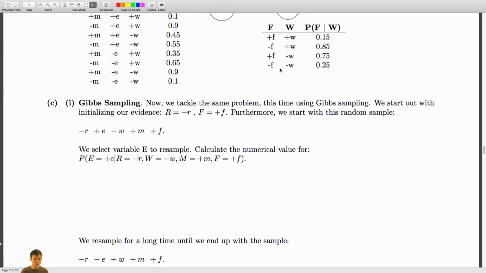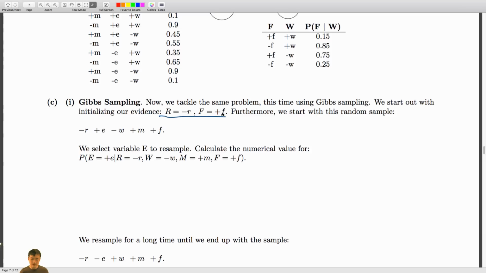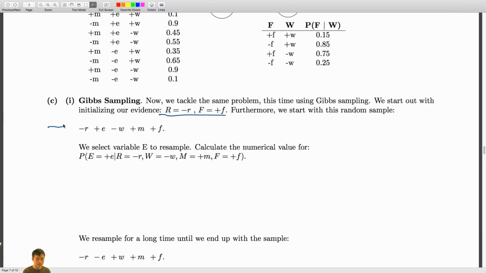So for the third part, we're going to take a look at using Gibbs sampling now in order to compute the estimate for the probability value. For Gibbs sampling, we start off with our evidence the same as before, which is minus r, plus f. We also have a random sample that we begin with, which is plus e, minus w, plus m. From this sample, we're going to choose a random variable, in this case variable e, in order to resample.